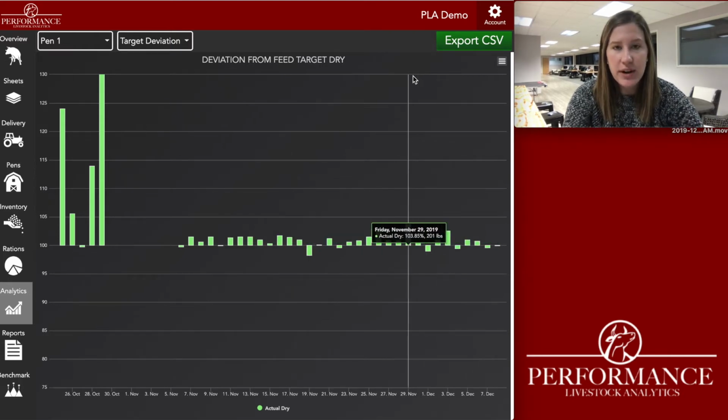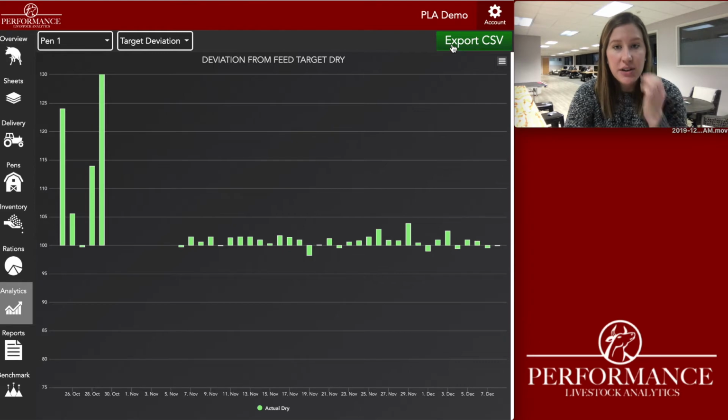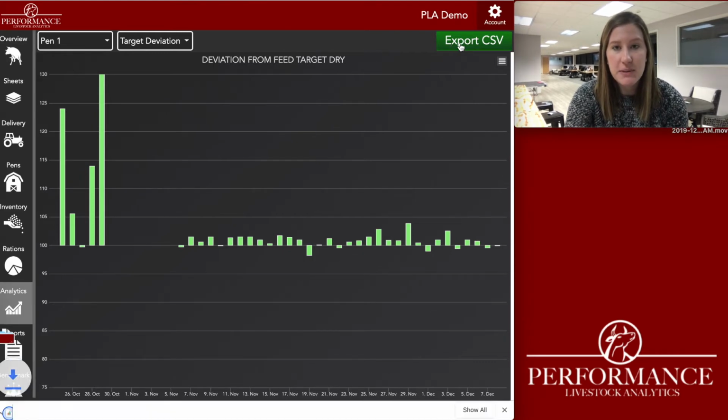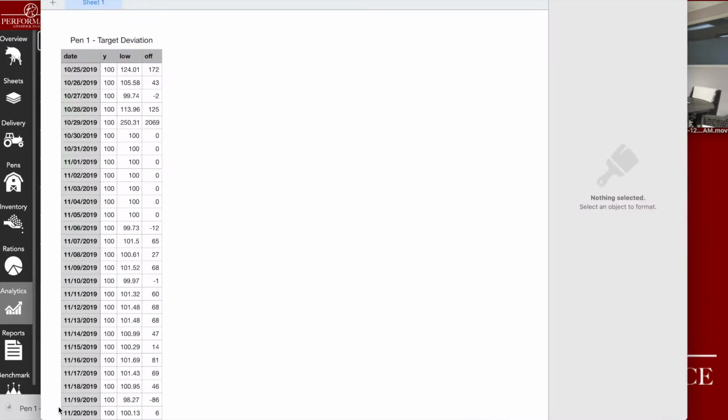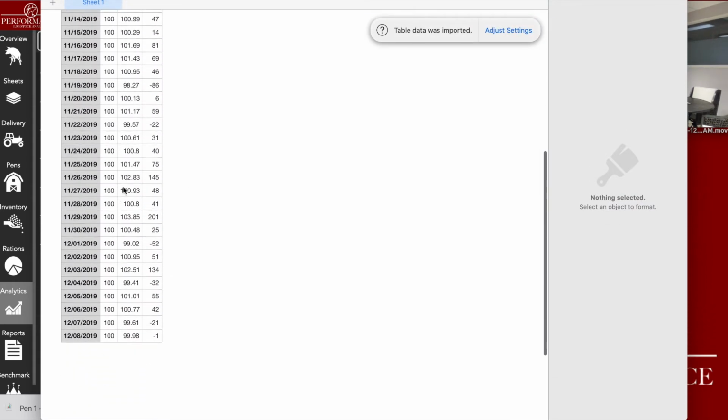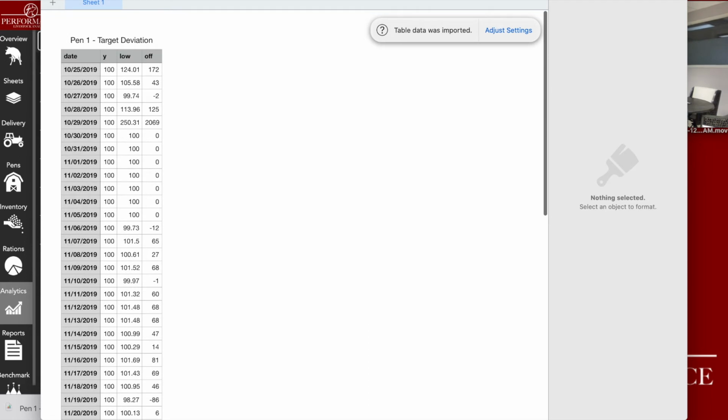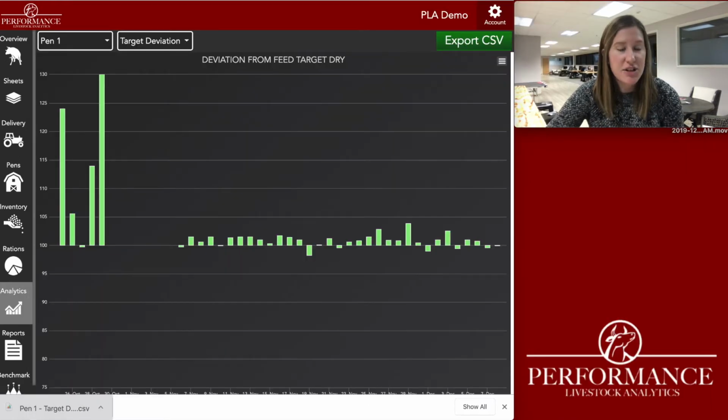One thing I'd like to point out too that's really handy is all of this information, any of the pages in here, you can export right from Performance Beef. So if I hit this export function here and open it up, it will give me this in an Excel sheet format. That way you can take the data as you please.